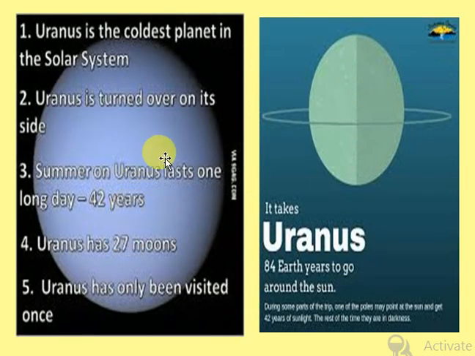Now let us discuss Uranus, lightest among the outer planets. So it is the lightest as compared to other outer planets. Uranus is the coldest planet in the solar system. Uranus is turned over on its side. So it is turned over on its sides. Summer on Uranus lasts one long day, that is around 42 years.